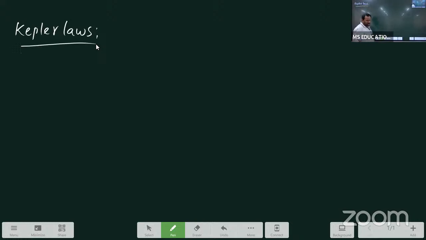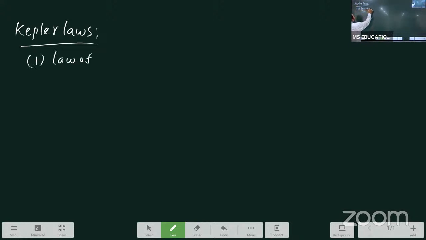Kepler's laws on planetary motion. This is the short answer question. From gravitation, you are reading a total of 4 questions. From those 4, you can get 1 question. One is escape velocity. Second, orbital velocity. Next, geostationary satellite uses. Last question, Kepler's laws of planetary motion. So, Kepler's laws.